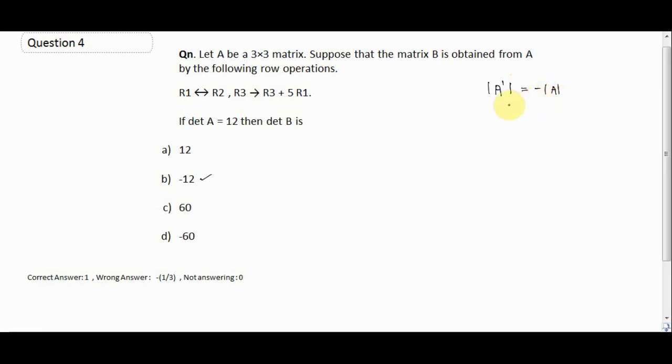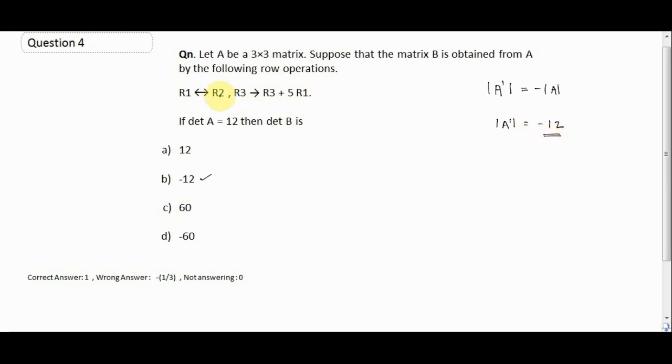So here determinant of A is given, it's 12. So therefore the resulting matrix will have a determinant which will be equal to minus 12. Okay. Now following this operation, we are doing another operation, that is row 3 changes to row 3 plus 5 into row 1. So as per property number 5, if we make any row manipulation like this, the determinant value is not going to change. So therefore the determinant value will remain same as that of minus 12.